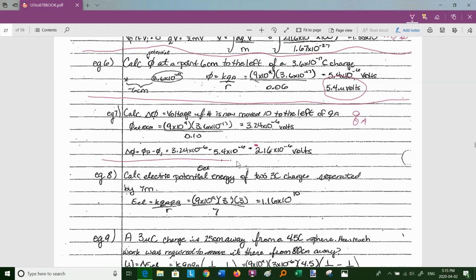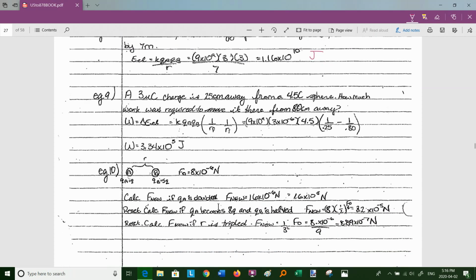Now a new fresh question here, example 8. Calculate the electric potential energy, E electric, of 2 3 coulomb charges separated by 7 meters. So if I could force 2 3 coulomb charges to be 7 meters from each other, they would have an electric potential energy of 1.16 by 10 to the 6 joules. K QA QB over R, 9 by 10 to the 9 times 3 times 3 over 7. Okay, that's lots of stored energy, isn't it?